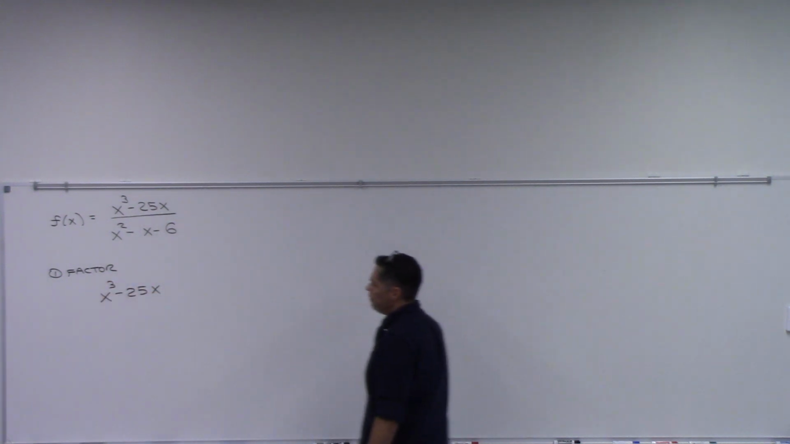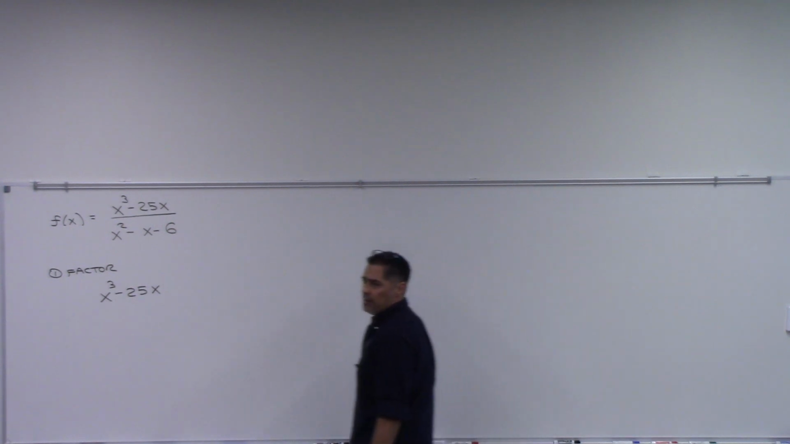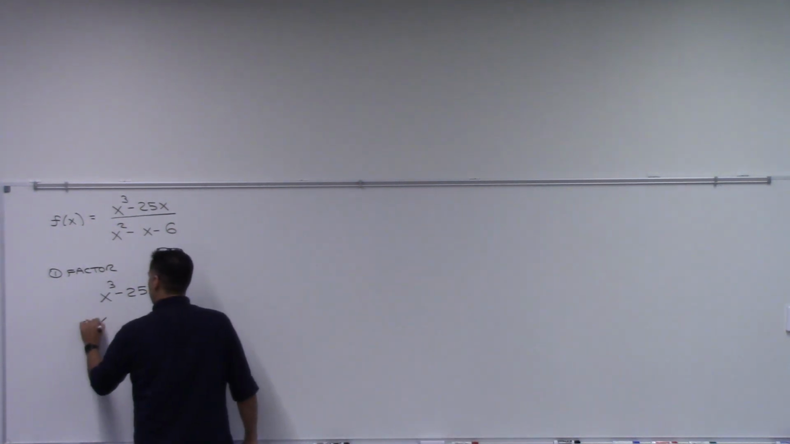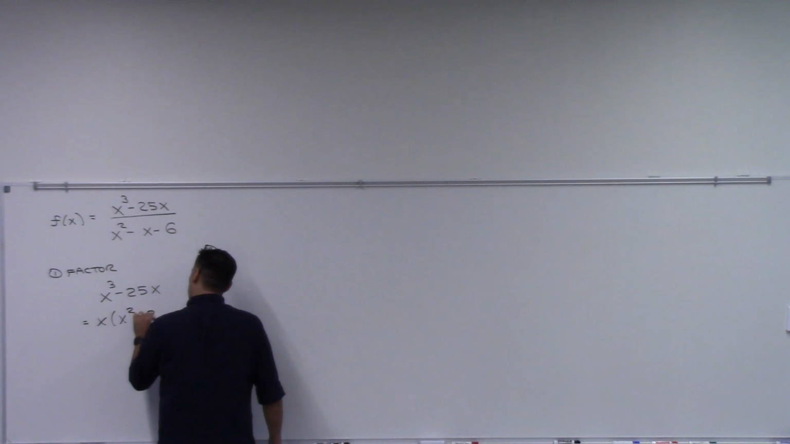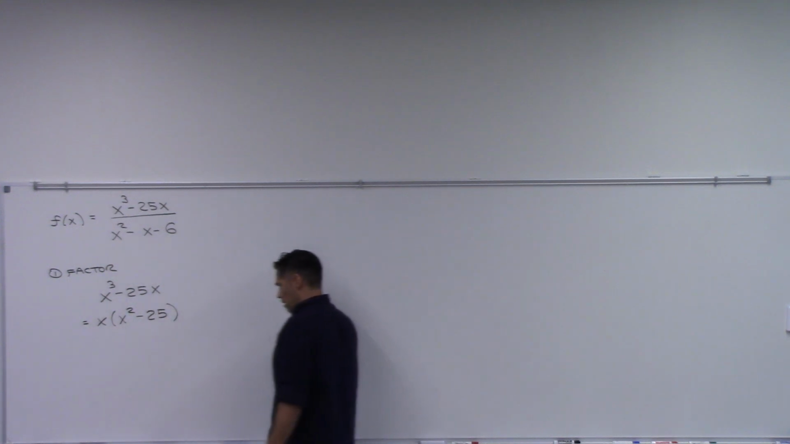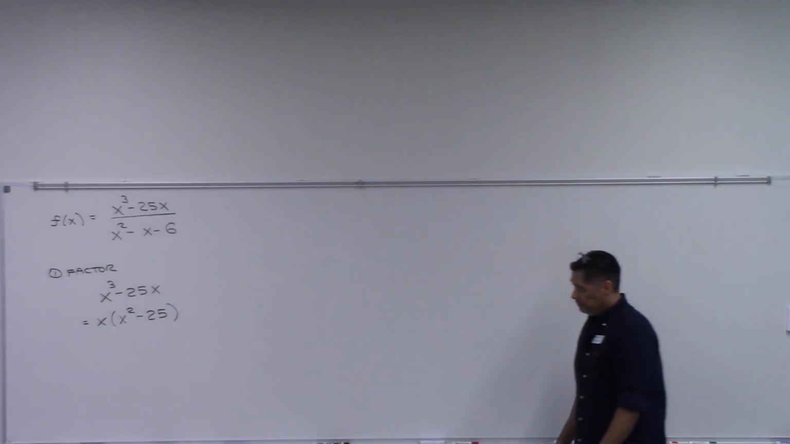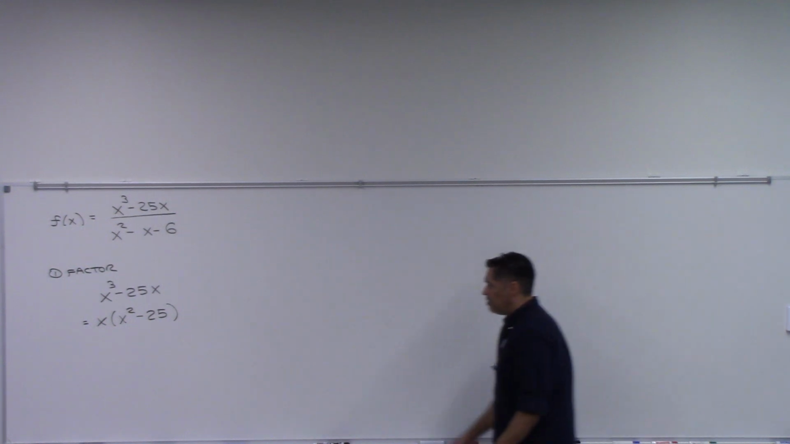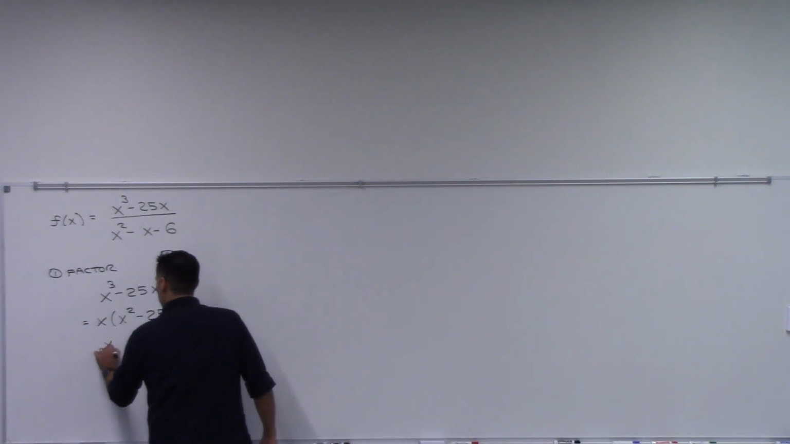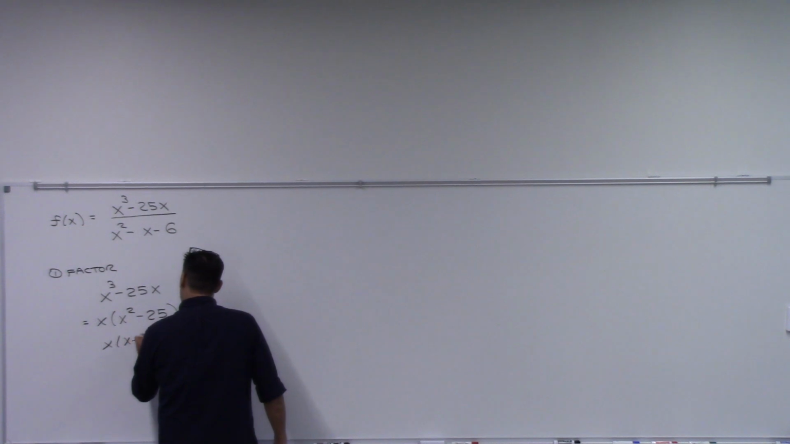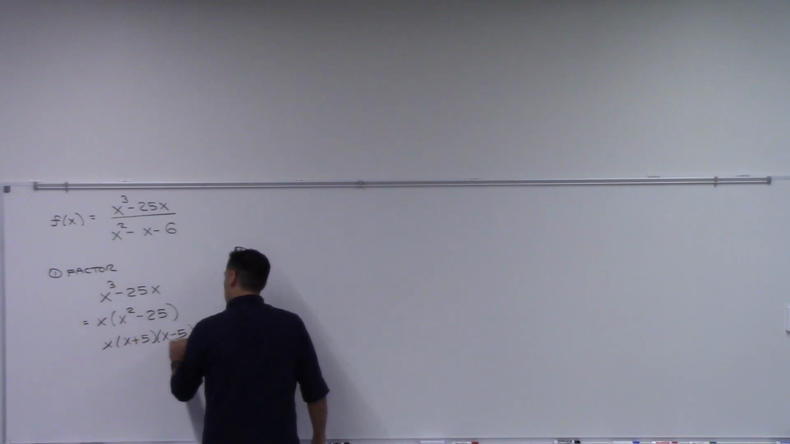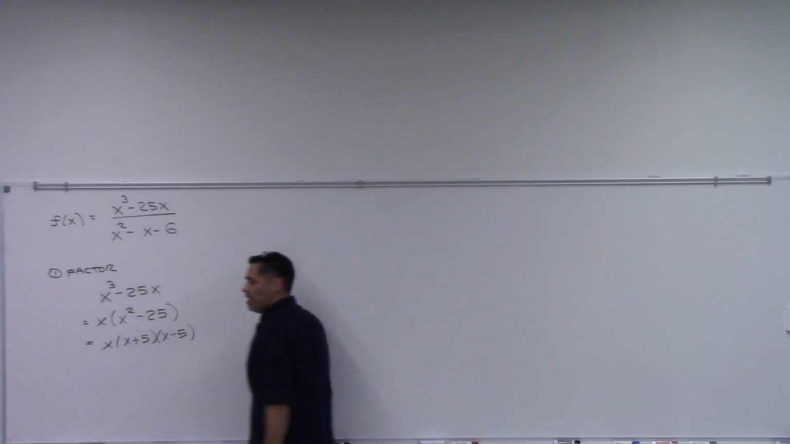What do you see? Pull an x, right? GCF first. So this is equal to x times x squared minus 25. Can you go any further? That's a difference of squares. So this is x times x plus 5, x minus 5. All right. I'd say that's factored.